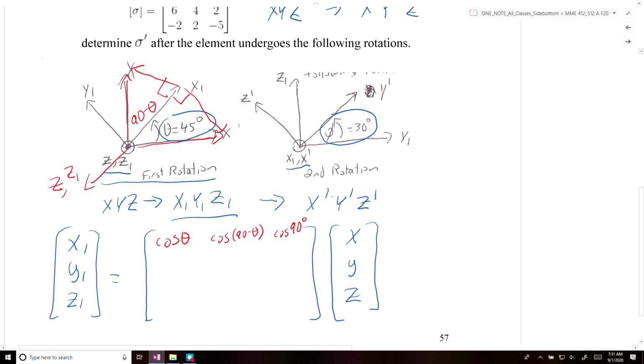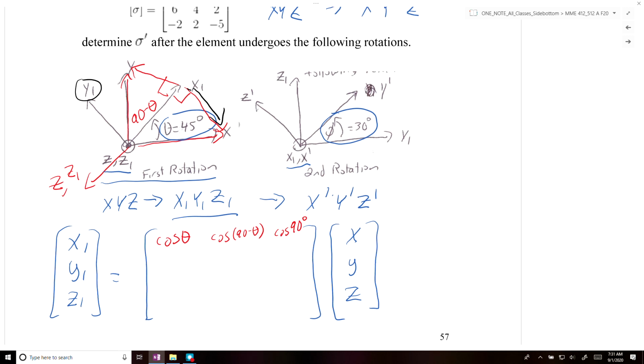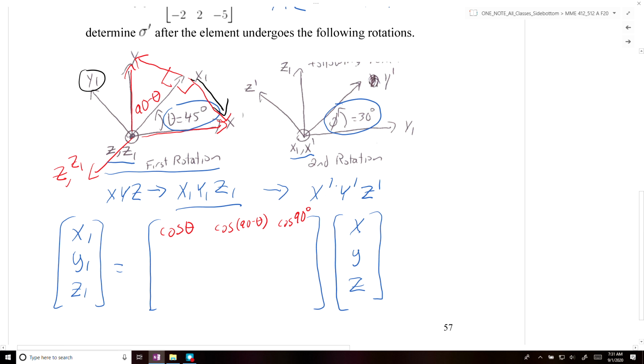If we look at the y1 axis, the projection onto y1 from x is going to be equal to the sine of 45 degrees. Or you could think of it, using this internal angle here, as 90 minus theta. So we can say this is equal to cosine of 90 minus theta. And you'll notice that the arrow is going along the opposite direction as y1, so we're going to include a negative sign here.